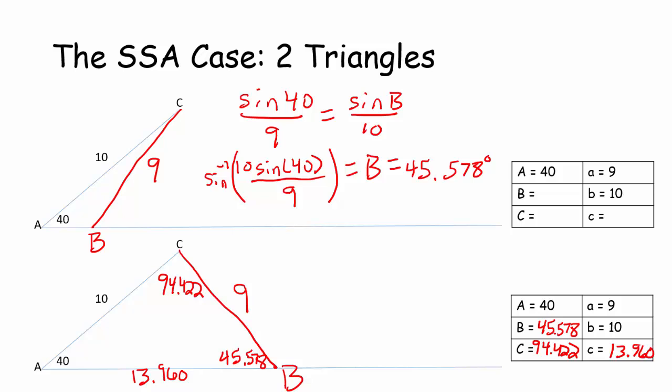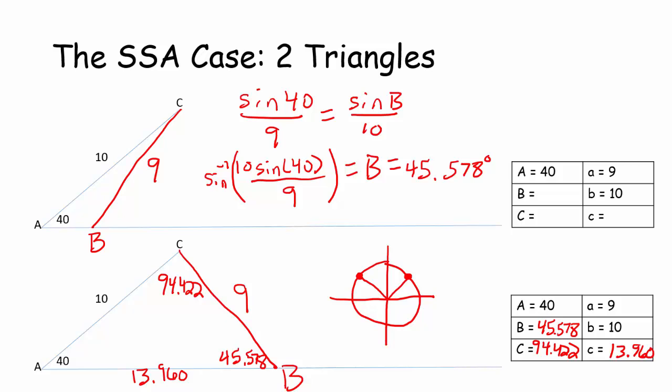So what's going on here is that if I think of the unit circle, for angle B there are two possible triangles. One possibility for angle B is that it could be like 45 degrees. That would be like here on the unit circle. Another possibility for angle B is that it's going to be obtuse. It's going to be over here. It's going to be the angle that has the exact same sine value as 45.578 degrees, meaning it's going to have the same height on the unit circle, meaning it's going to be the supplement of angle B.